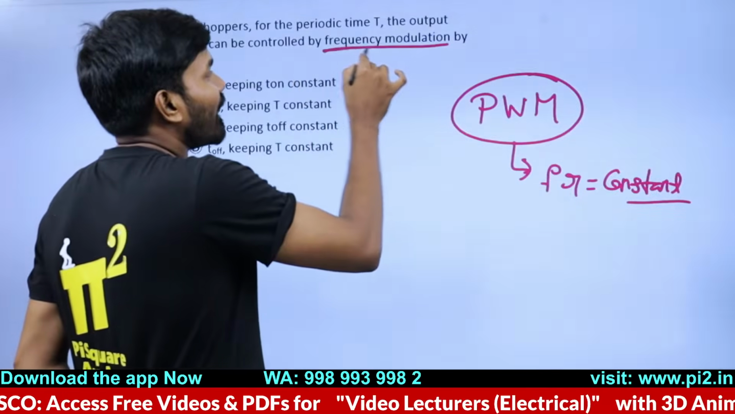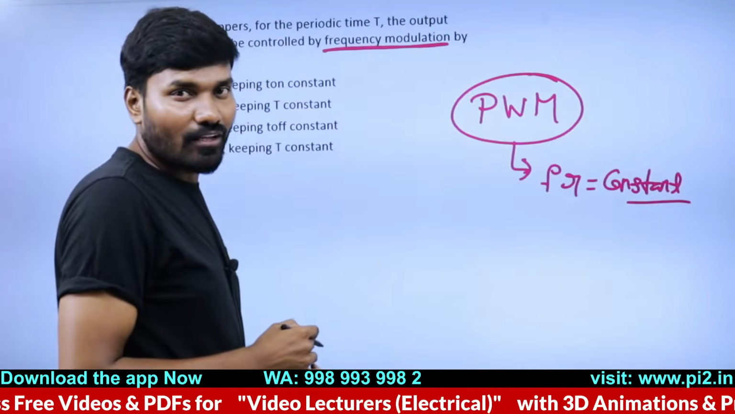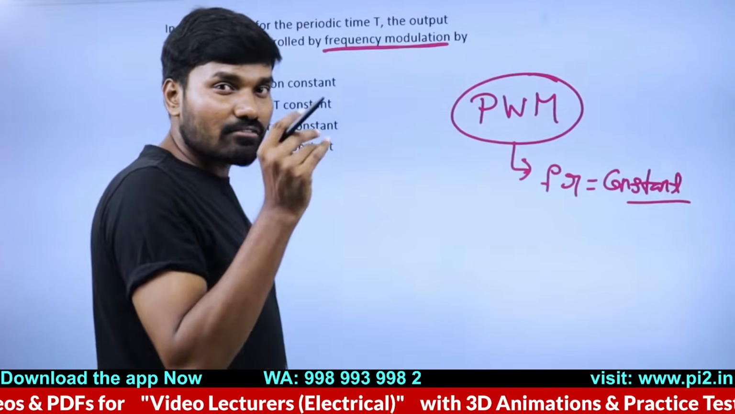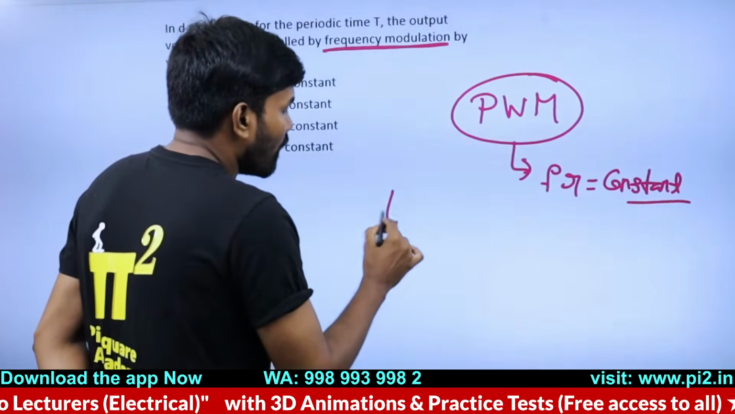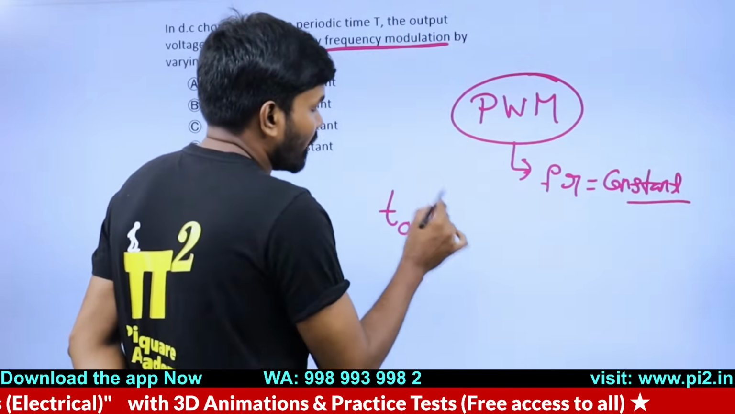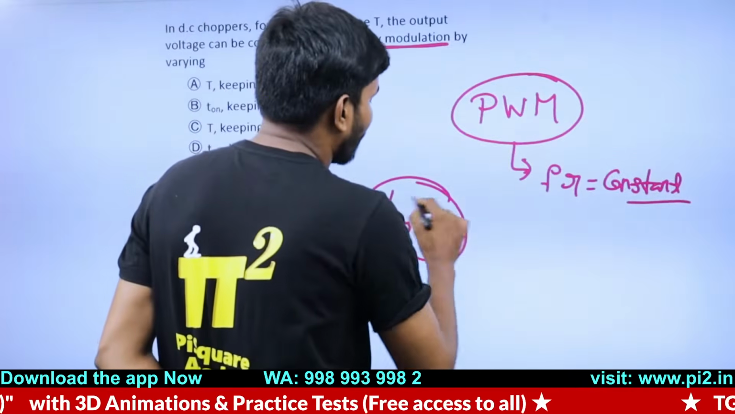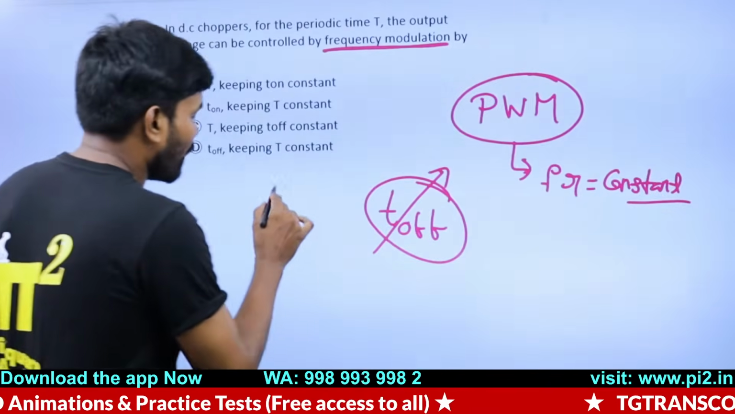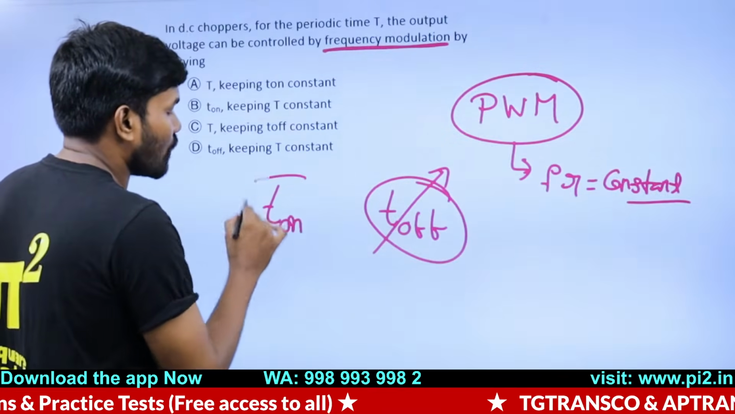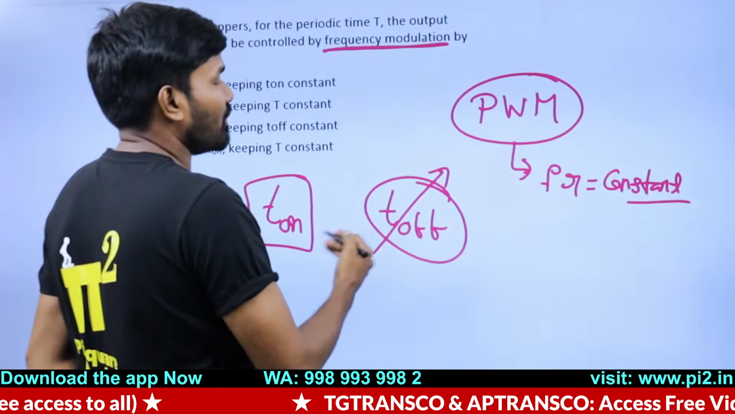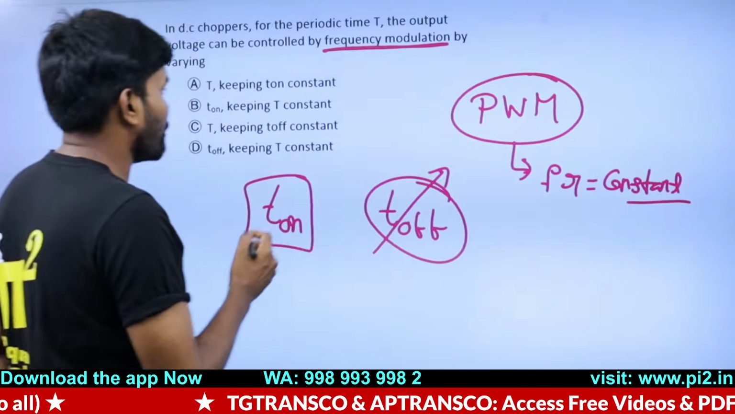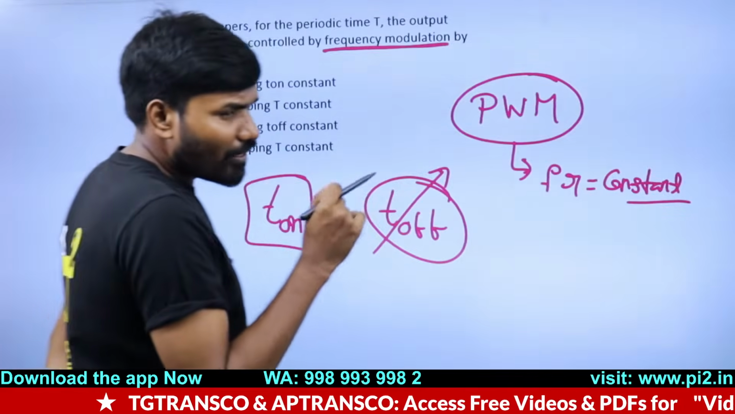But in case of a frequency modulation technique, we will keep the pulse width, the on time, as constant and we'll try to control the off time. Turn off time I'll control by keeping turn on time constant. So if this is changing, frequency will automatically change. This is kept constant. See, simple question.